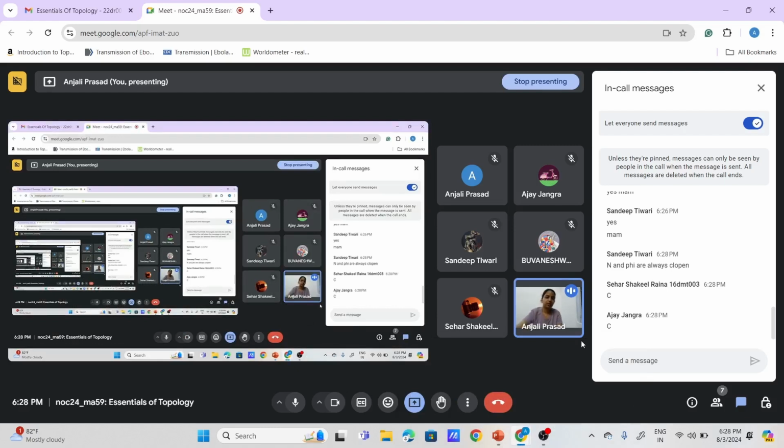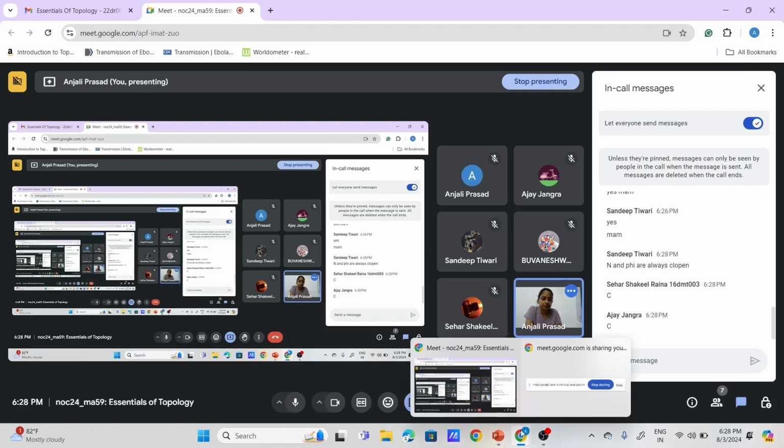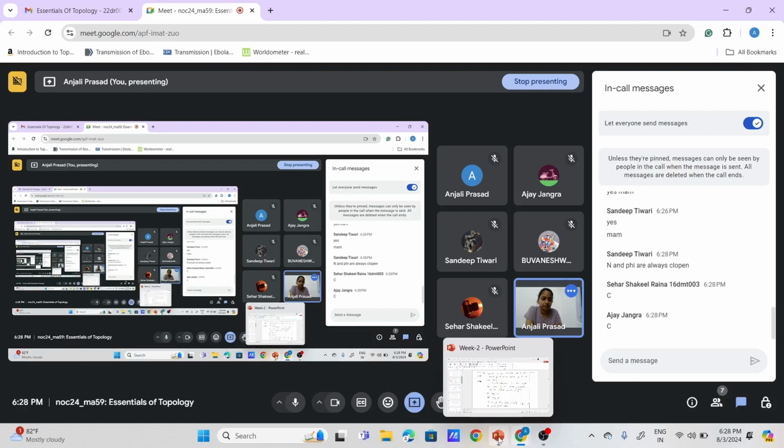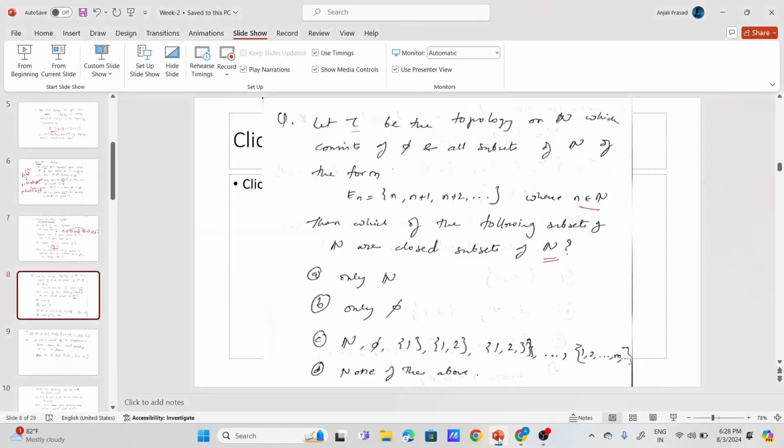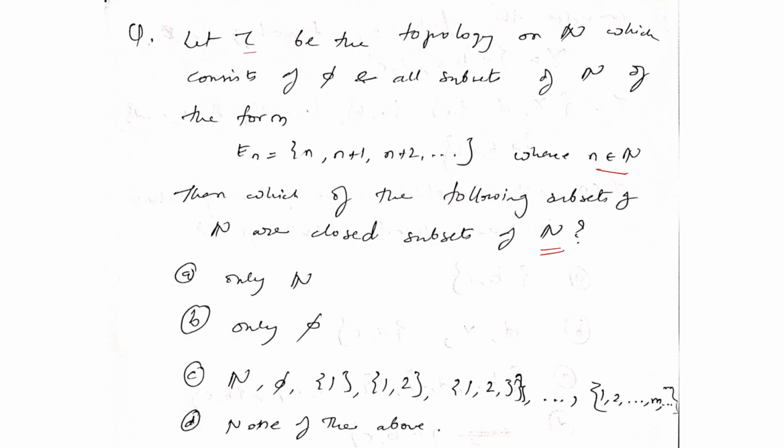Yes, N and phi are always open. So you have to find which are closed sets here. Is it C or none of the above? Everyone got the answer as C, right? Shall we proceed to the answer?